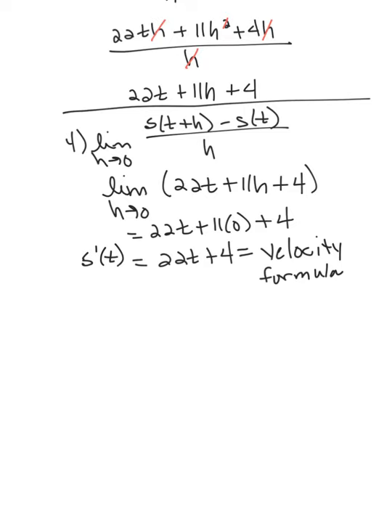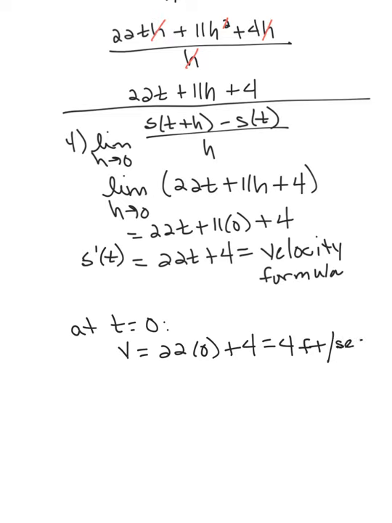But we weren't asked just for the velocity formula. We were asked to find the velocity at t equals 0 and t equals 5. So at t equals 0, velocity is 22 times 0 plus 4, which is just 4. Now labels, you do distance. What were we measuring our distance in? It was feet. Per time, our time was being measured in seconds.